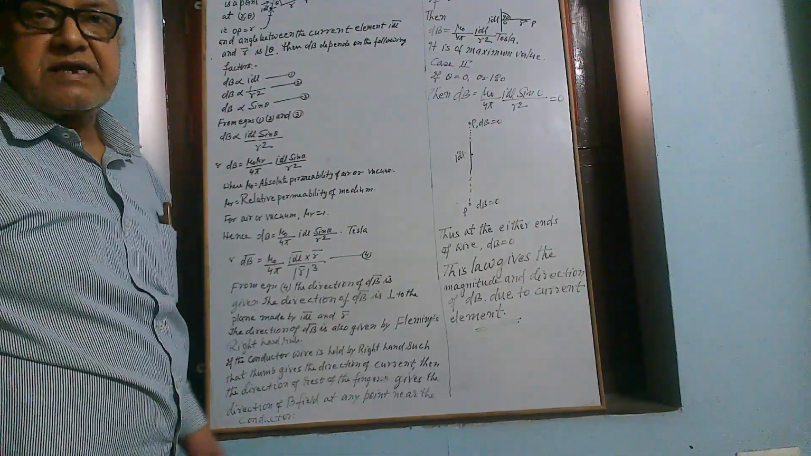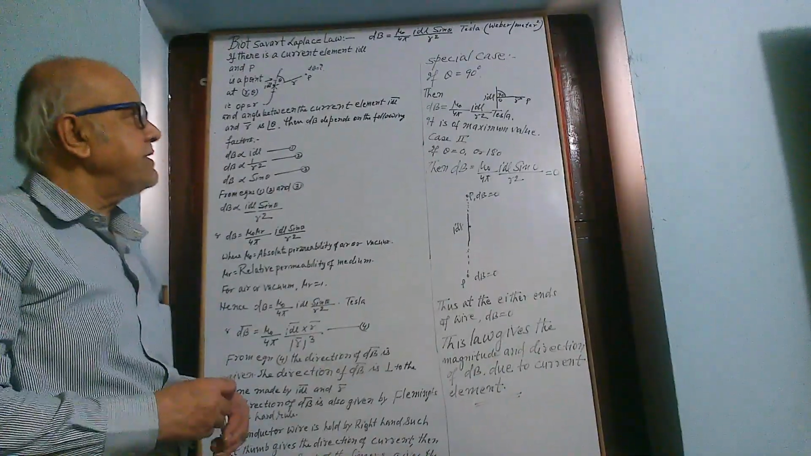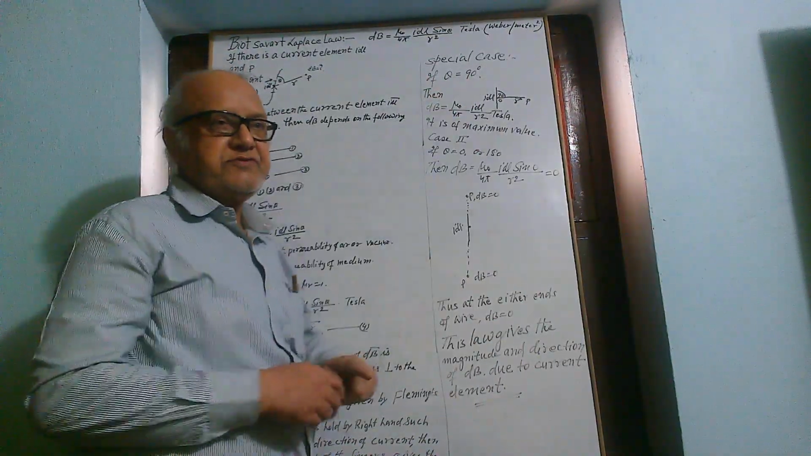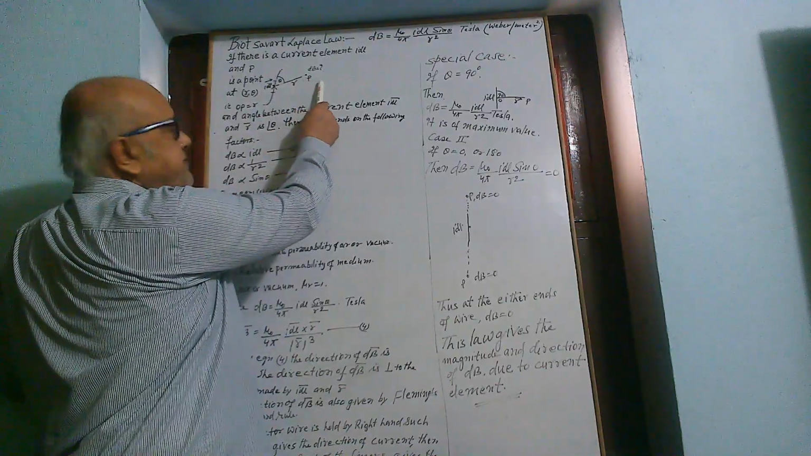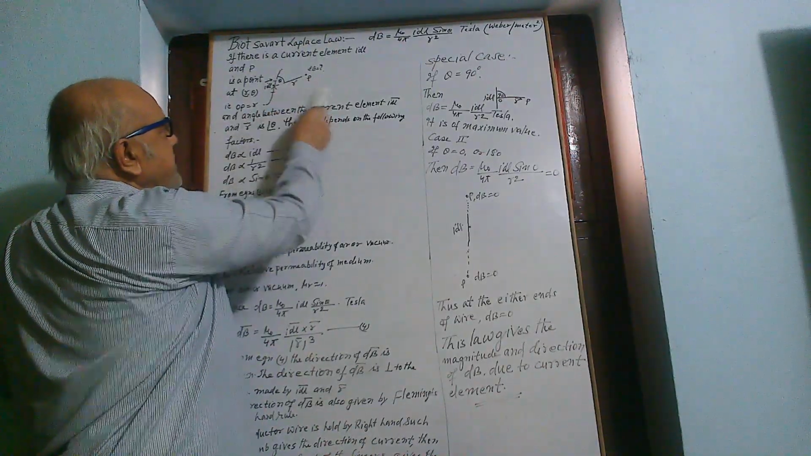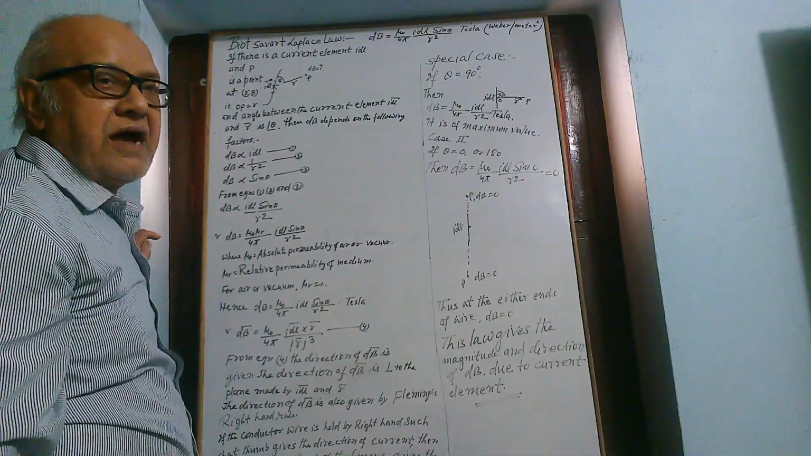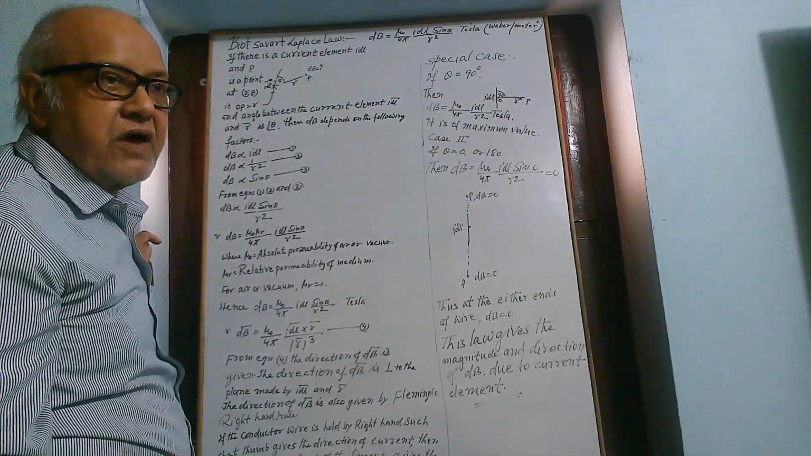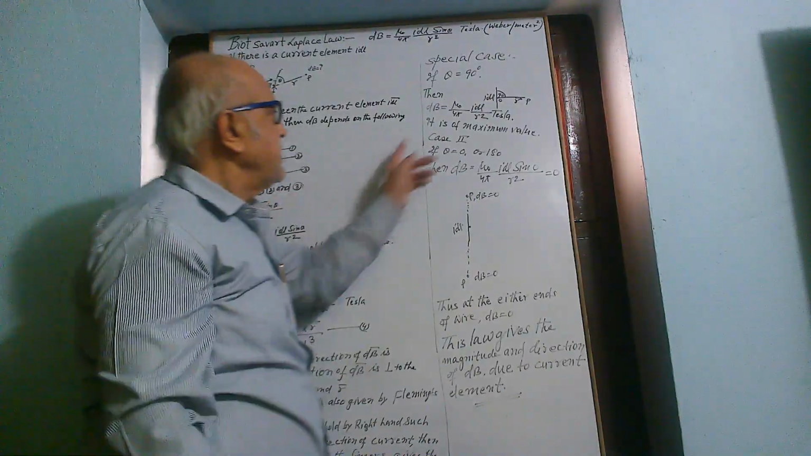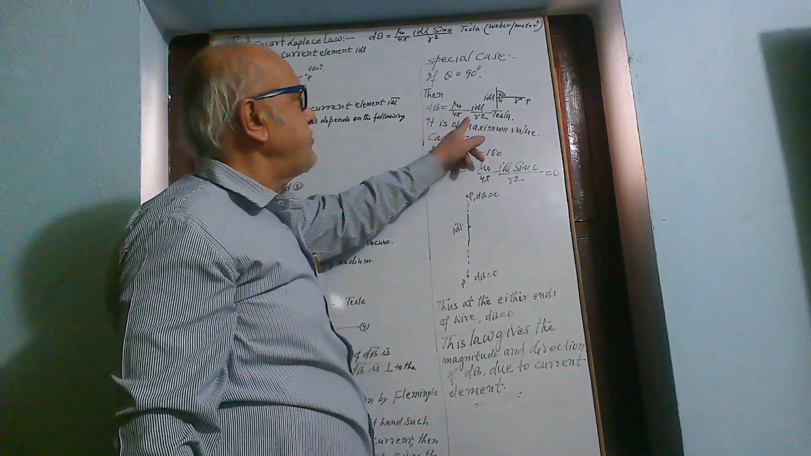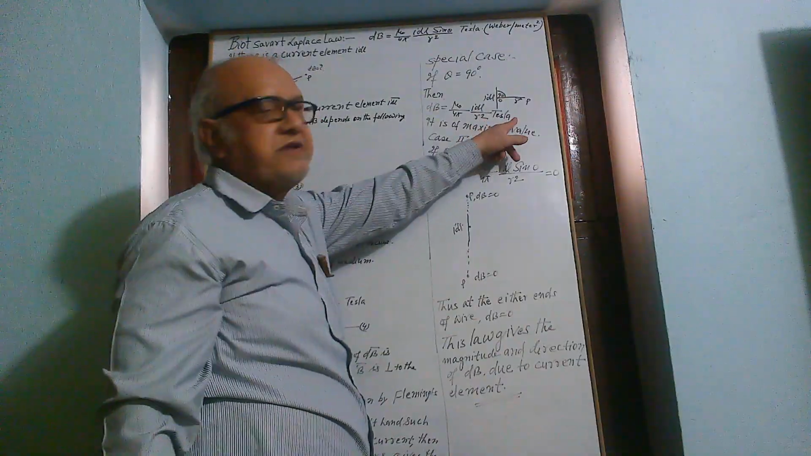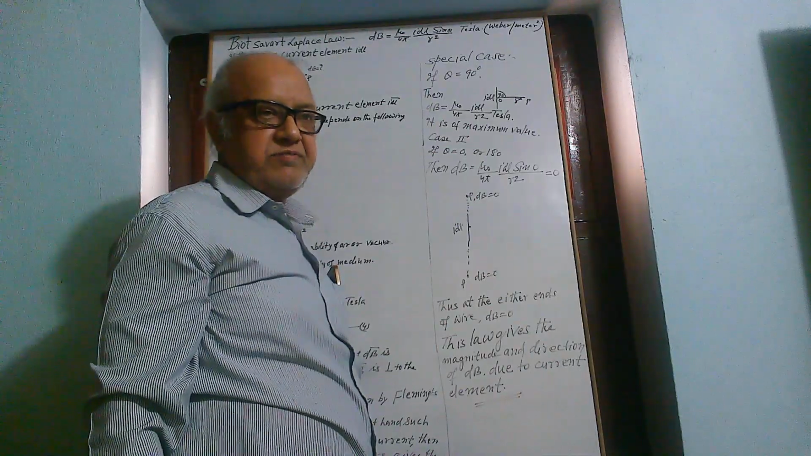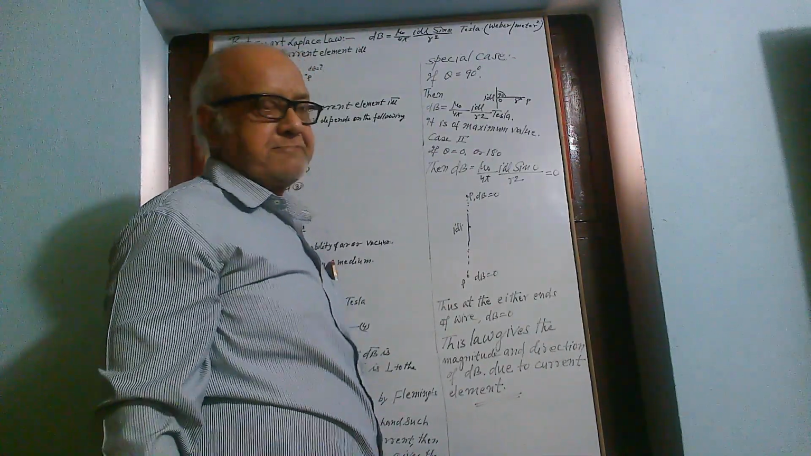Now some special cases. If theta is equal to 90 degrees, this means this point P is such that OP is perpendicular to Idl. Then sin 90 is equal to 1, so dB will be equal to mu 0 by 4 pi, Idl by r square Tesla. This is the maximum value of dB at a given point.